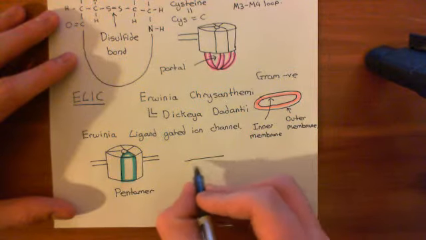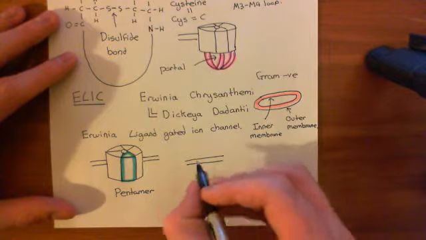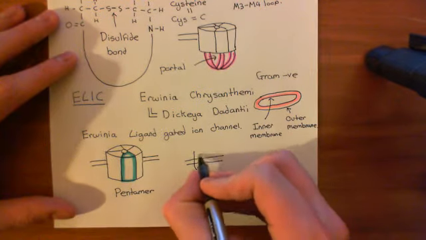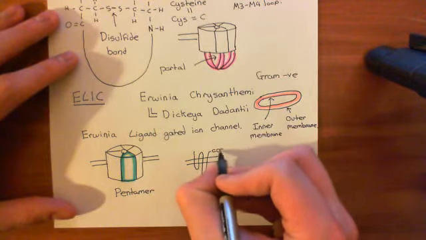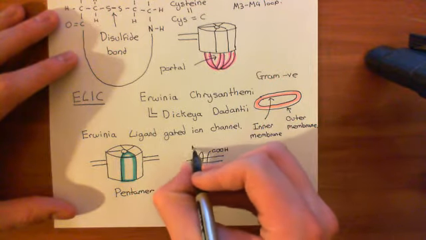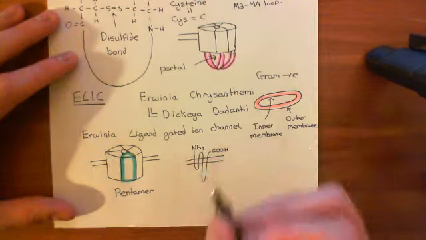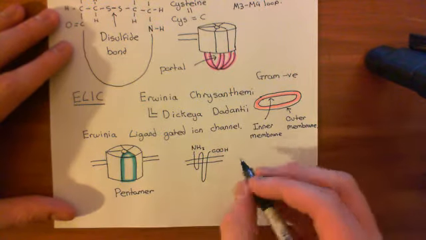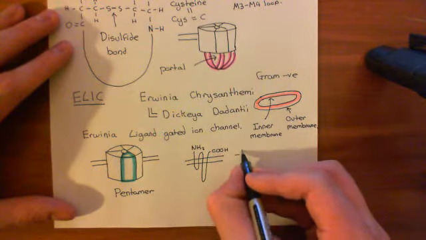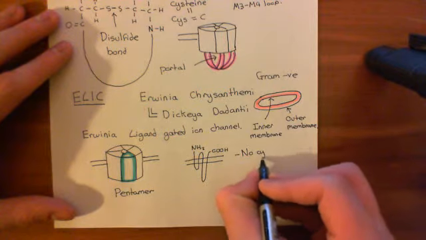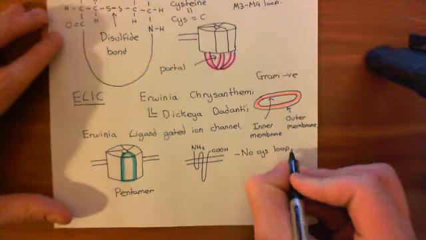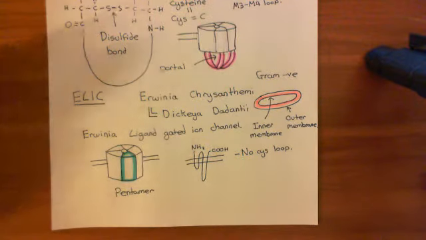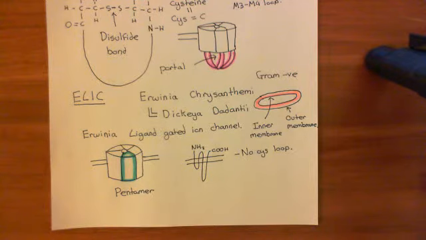So if this is our phospholipid bilayer here, then what we find is something that looks like this. Okay, so here's the C-terminus, and here's the amino terminus. Now, what do you notice is missing? The cis loop is missing. There is no cis loop on the subunits that make up the Erwinia ligand-gated ion channel, the ELIC channel. So that's the one difference that they have compared to our cis-loop ligand-gated ion channels.